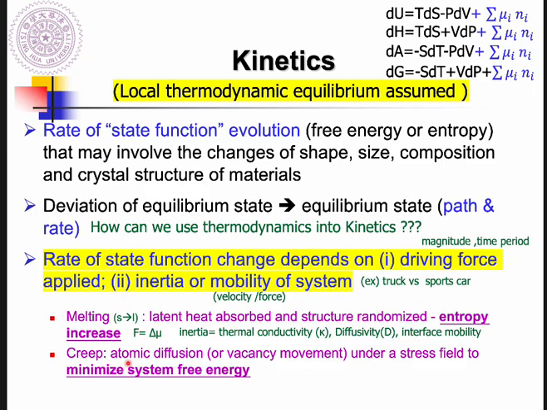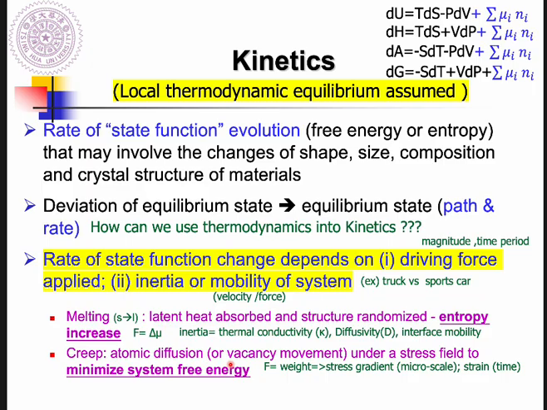The second example here is the creep. What's a creep? A creep actually is the atomic diffusion under a stress field to minimize the system free energy. Creep: the chemical potential is usually high in the compressive region and low in the tensile region. So that will lead the driving force to allow the atoms to move from the compressive region to the tensile region.